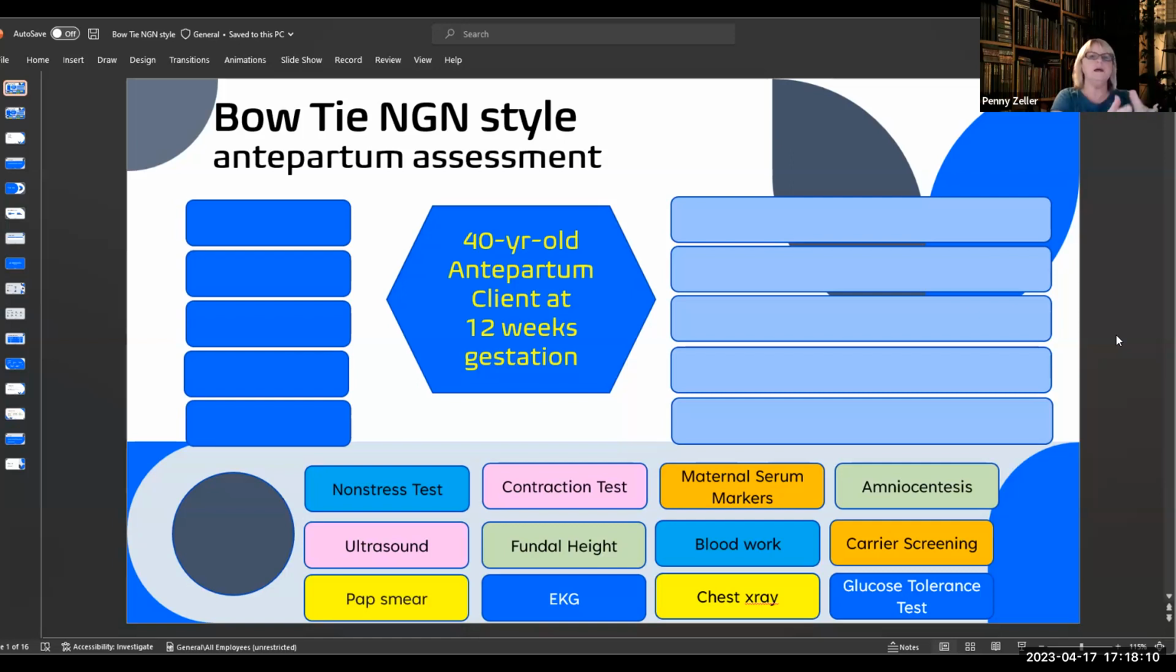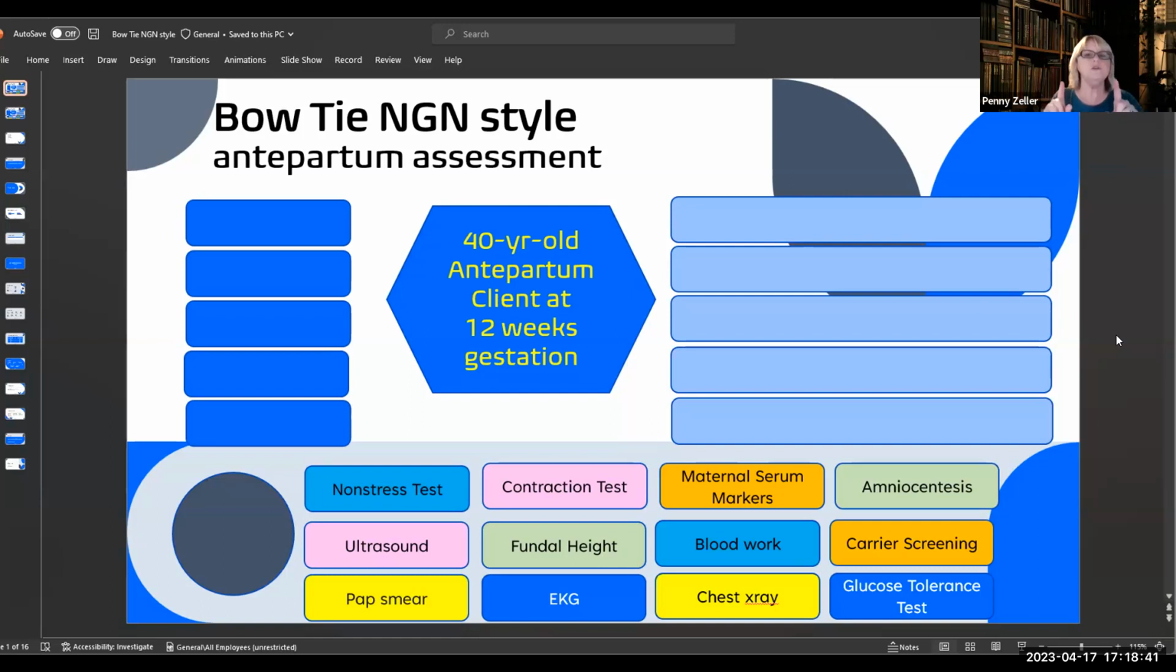So what we do on the left side of the screen, we are the things that are occurring that either cause the central concept or are risk factors for it. And on the right side are follow-up or actions that we take. Okay, so this is similar. So what I've done here, my concept is a 40-year-old antepartum client at 12 weeks gestation.